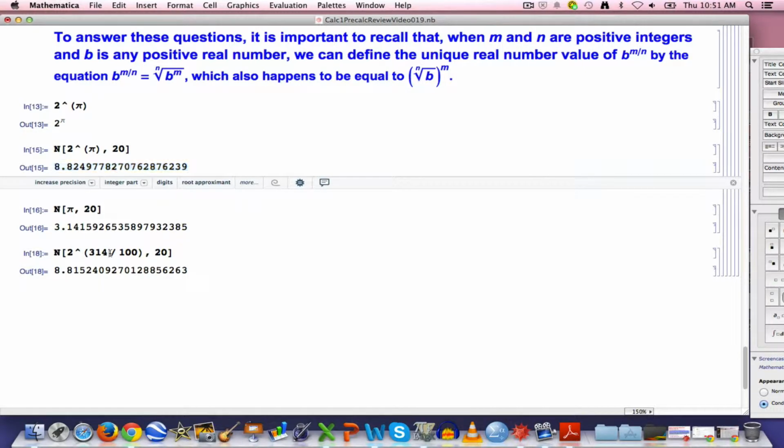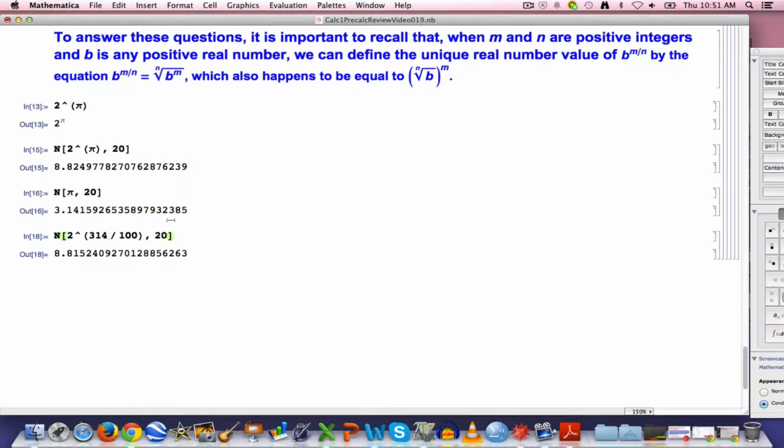What if you wanted more decimal places? Well, you use more decimal places for pi. 3.14159. So do 159 and add 3 zeros here. That should get us a better approximation for 2 to the pi.